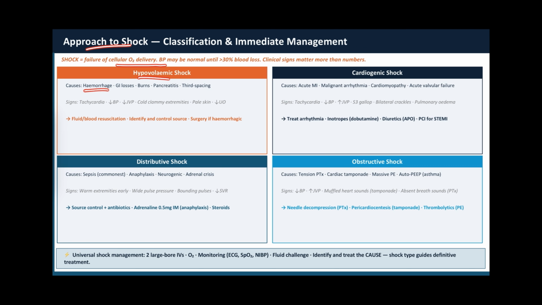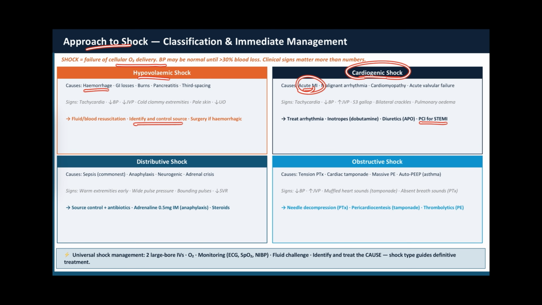The priority is to stop the loss and restore the circulating volume. Cardiogenic shock results from pump failure, that is the heart, commonly occurring after an acute myocardial infarction. Remember, a patient with acute myocardial infarction with cardiogenic shock must be immediately taken to the PCI for STEMI. Okay, there is no other way that you should think in these patients. Patient with acute MI with cardiogenic shock, immediately shift the patient to the PCI.